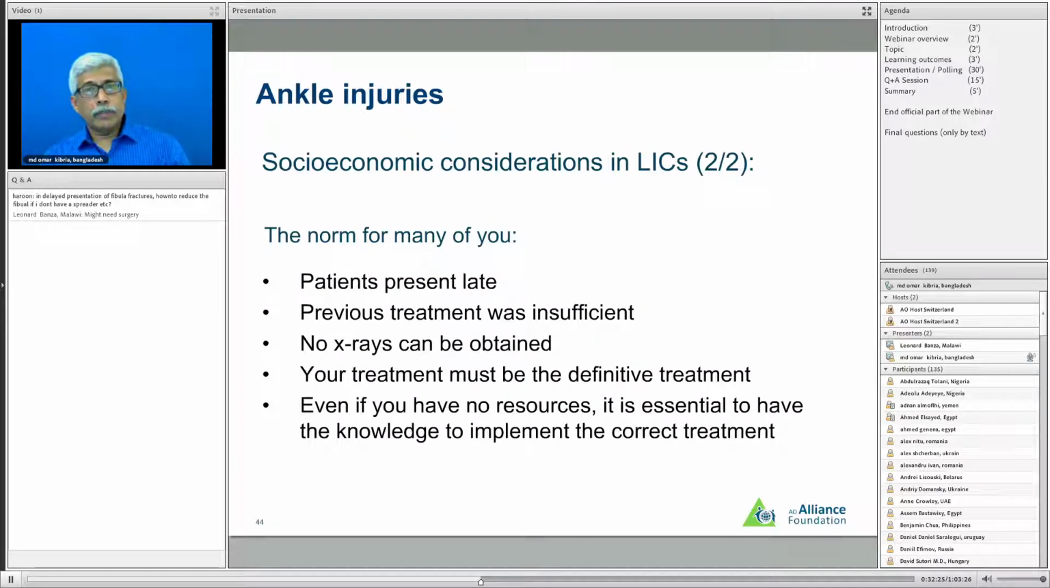The norm for many of you may be that patients present late because they were not referred early. The previous treatment was insufficient and it makes it difficult for you to treat. You may not be able to get an X-ray. So once you have the patient in your hands, your treatment must be definitive. Whether you get the patient early or late, if you decide to treat non-operatively, he will not need any further fixation or operative treatment. If you have no resources, it is essential to have the knowledge to implement the correct treatment.